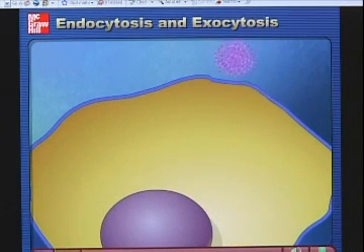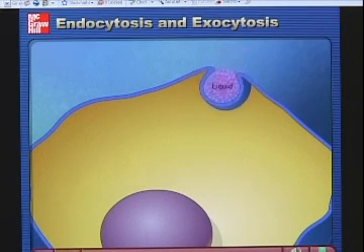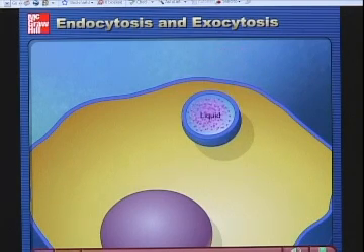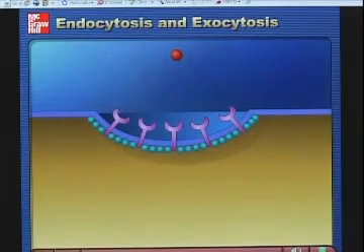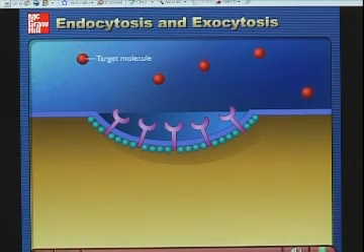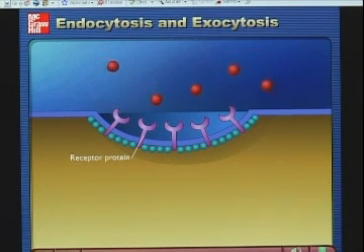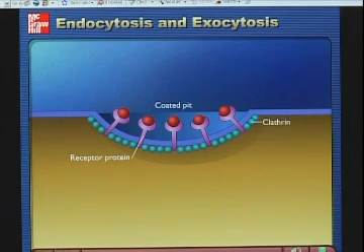If the material the cell takes in is liquid, it is called pinocytosis. Specific molecules, such as low-density lipoproteins, LDL, are often transported into eukaryotic cells through receptor-mediated endocytosis. Molecules to be transported first bind to specific receptors on the plasma membrane. The interior portion of the receptor protein is embedded in the membrane. The protein clathrin coats the inside of the membrane in the area of the pit.